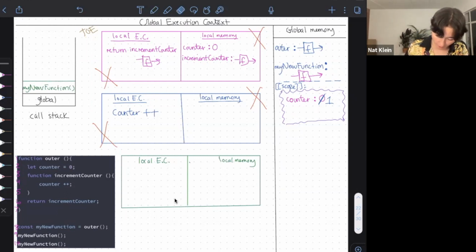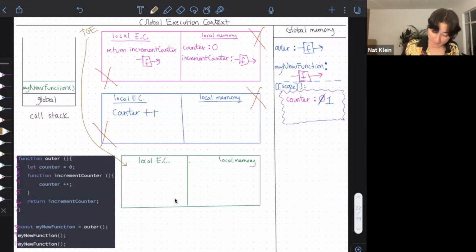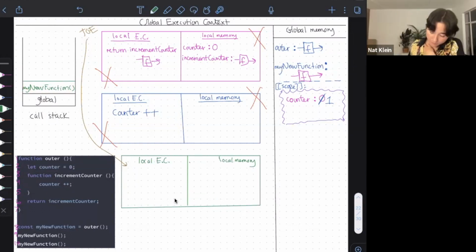All right, so now we are in this local execution context of my new function. We're here, and so once again, what is the function body of my new function? Increment counter. So we're looking at the function that within outer was given the label increment counter. And what's in the function body?